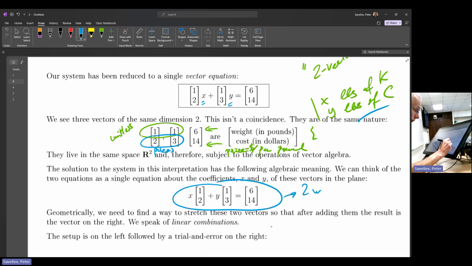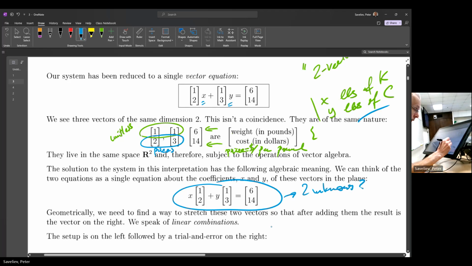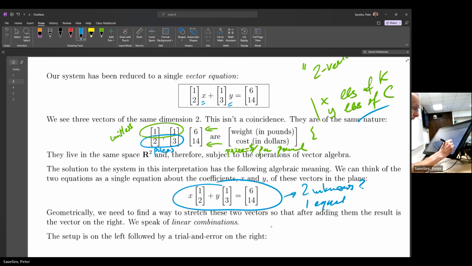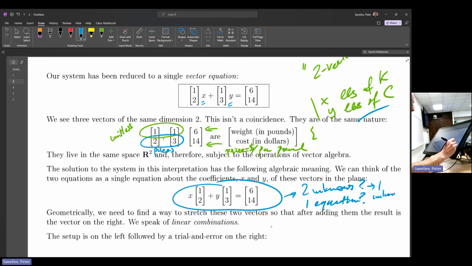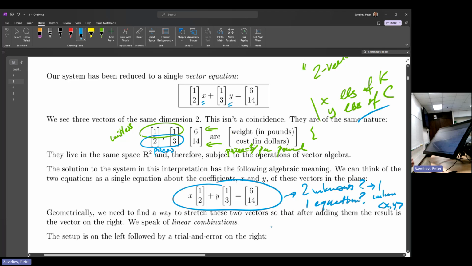So 2 unknowns, 1 equation. That would sound strange, if not for the fact that we could actually have 1 unknown. Unknown meaning X, Y. If we combine X and Y into 1, then there will be 1 unknown vector and 1 equation, a vector equation. That would make sense. Okay, but that's before we get to that later in a minute.